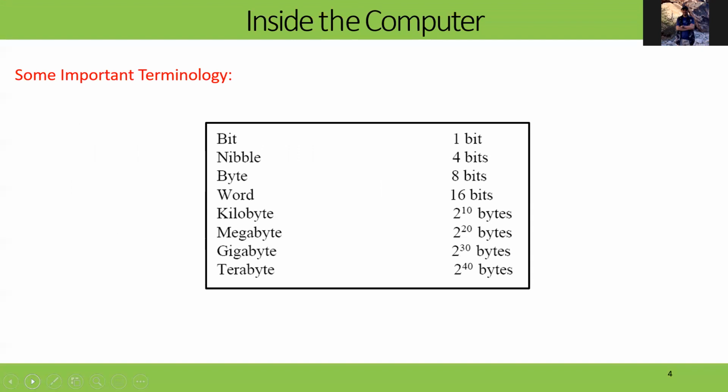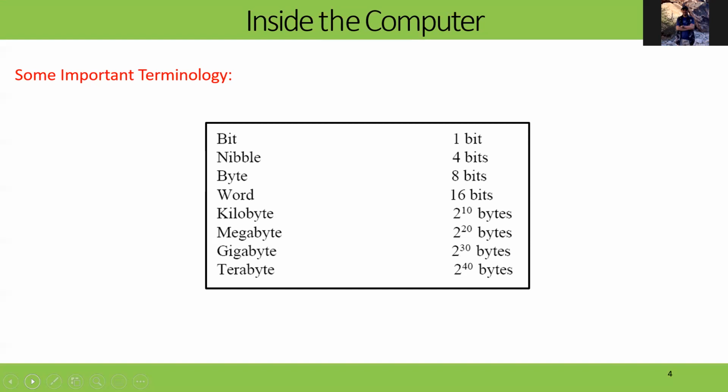Bit, we know bit is just one bit in a binary number. Nibble is 4 bits, byte is 8 bits, word is 16 bit, but it depends on the architecture. So some architecture use 32 size as word, some others use 64. So we're gonna stick in this course to a word of 16 bits.